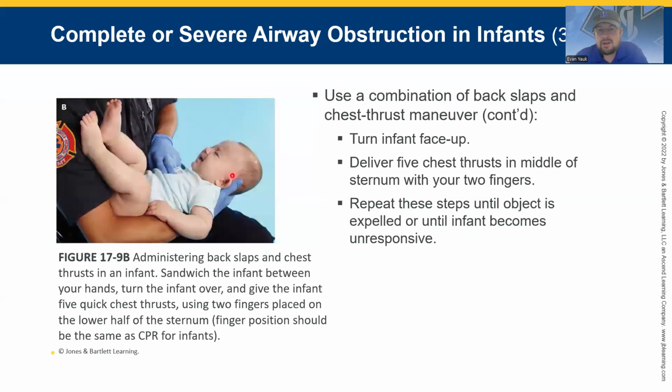If nothing comes out, we've got that kid here. We do our back slaps, place our hand on the back of the head, arm along the body, and we just rotate them. And now I'm going to give 5 chest compressions. Flip them back over, do back slaps, flip them back over, and do chest compressions. We continue this until the child becomes completely unconscious, and then we start CPR, or until the object's expelled.